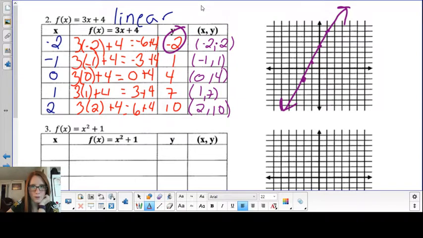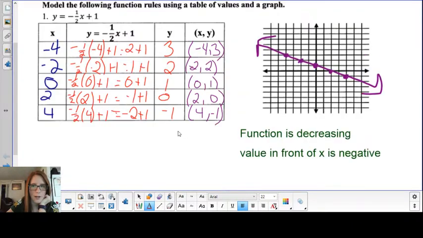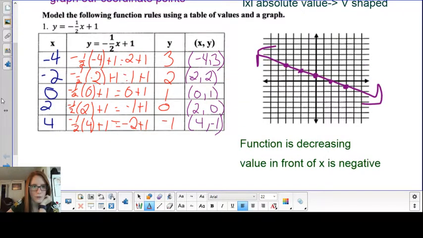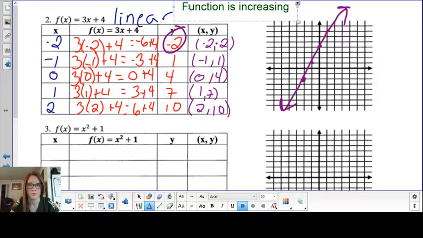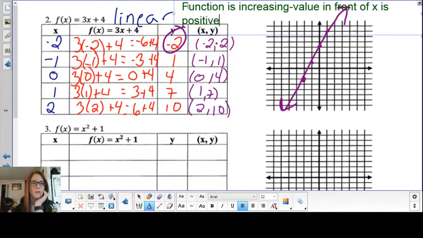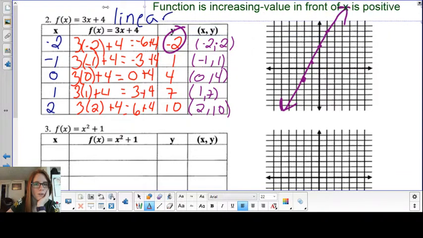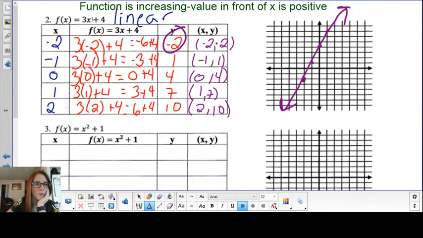And likewise, when we talked about, if I go back a second, reading my graph left to right, this function was decreasing because the value in front of the x was negative. Left to right, this function is increasing. So this guy, if you notice, in front of my x, he's positive. My 3 is positive, so therefore this is going to be an increasing function.